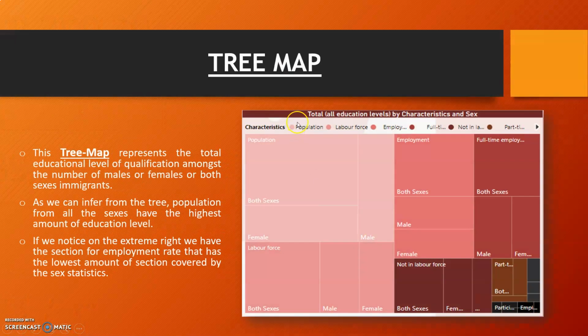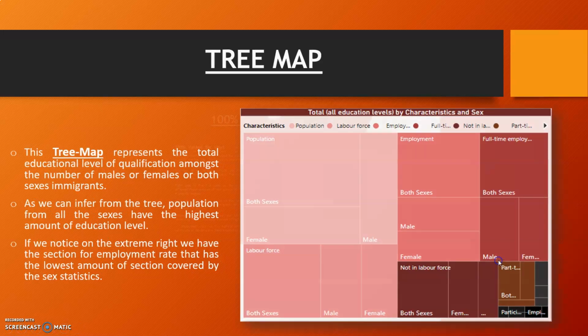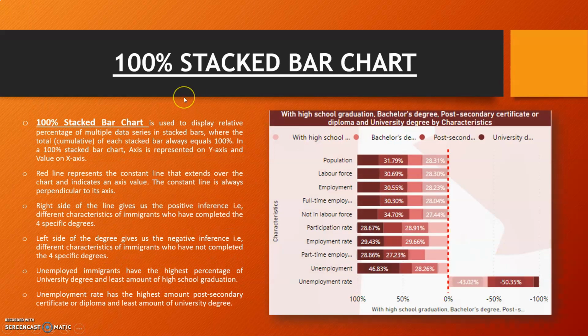The next is a tree map, which here represents the total education level of qualification amongst the number of males, females, or both kind of sex immigrants. As we can see, population is the section that covers the maximum or the highest amount of education level. And on the extreme right, we can see the section employer rate that has the lowest amount of section covered by the sex statistics.